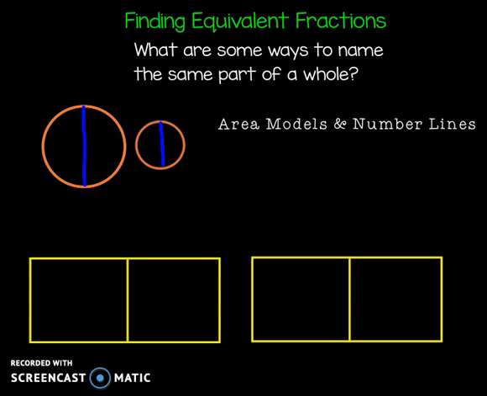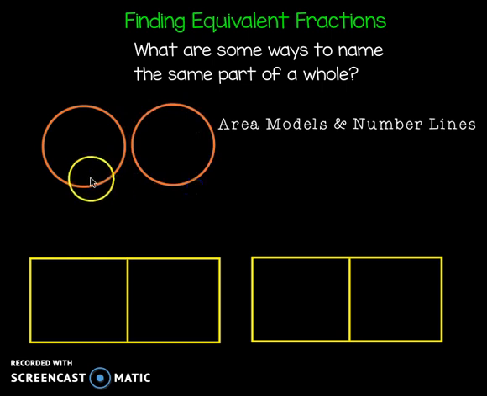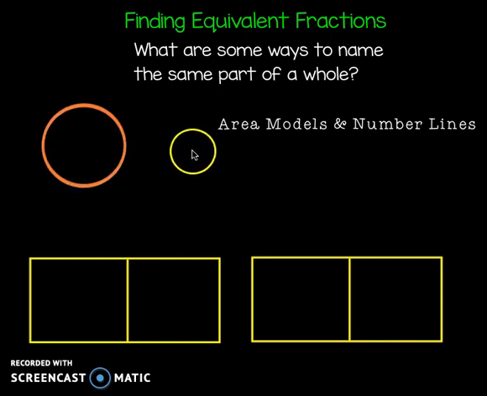And that's really important to remember, that when we are talking about equivalent fractions or comparing fractions, our whole has to be the same size, okay? So let's bump you out of here because you're too little. You're not the same size. Now, if I eat half of this cookie and I eat half of this cookie, then I can say they are equivalent. They are equal because the cookies are the same size. All right. So now let's go back to our question. What are some ways to name the same part of a whole?